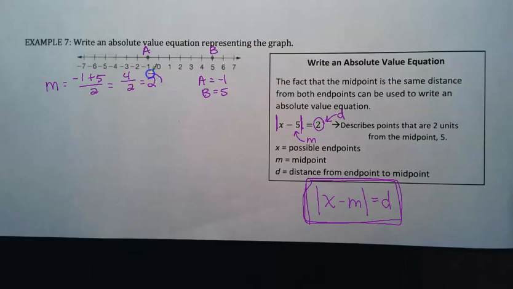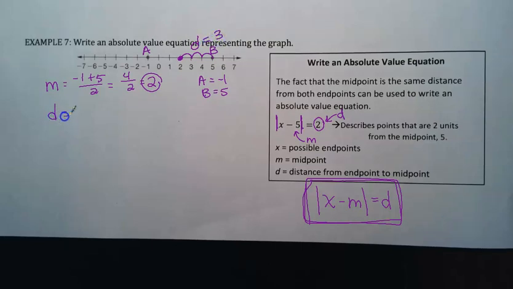Then I'm going to graph my 2. We need to know the distance. D is the distance from the endpoint to the midpoint. That's where this D can be tricky, because it's the distance from an endpoint to a midpoint. It's not the whole distance. So that distance is 1, 2, 3. That is our d. So d equals 3.